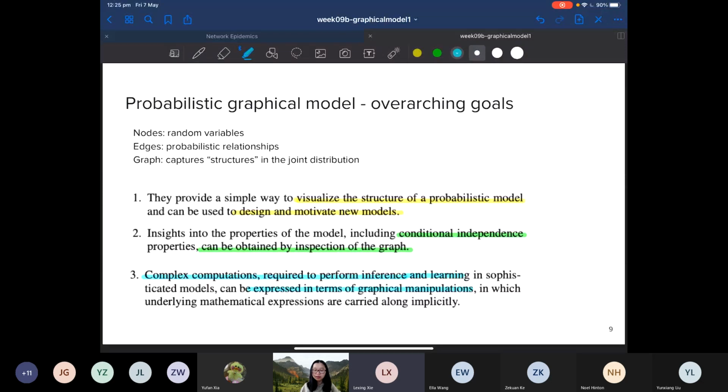So, if we think in this way, basically the argument is that working in terms of the graph is sort of better for us to grasp what's happening during inference. Yeah, and it says that the underlying math is sort of carried along implicitly. So one example for this is, let's say, image segmentation, right?